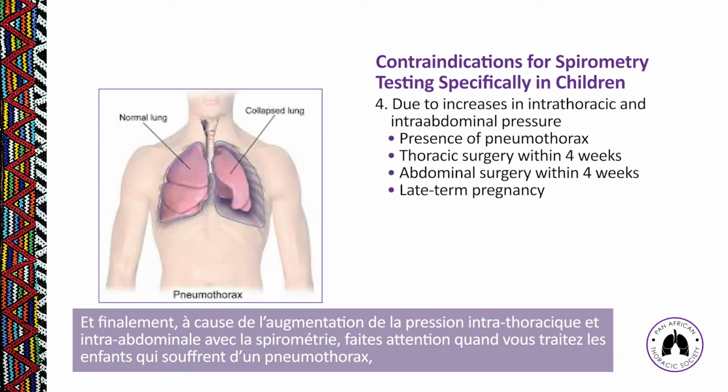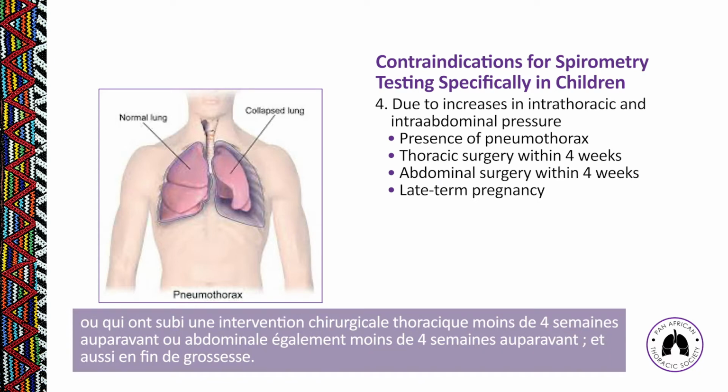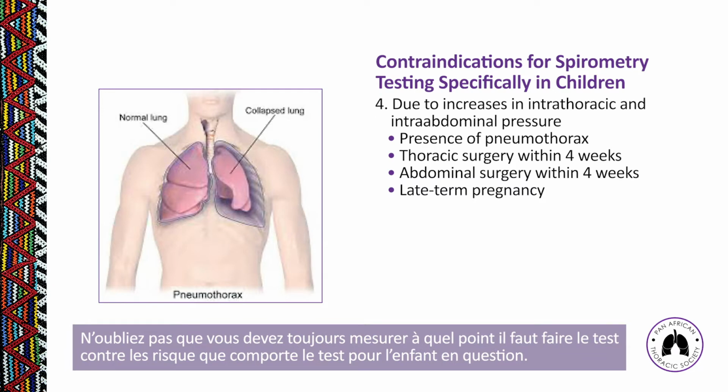And lastly, due to the increases in intrathoracic and intra-abdominal pressure that can happen with spirometry, be careful of testing children who have a current pneumothorax or have had thoracic surgery within 4 weeks, abdominal surgery within 4 weeks, and in late stages of pregnancy, you might want to avoid spirometry testing.